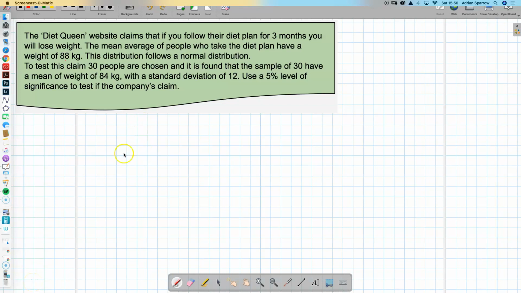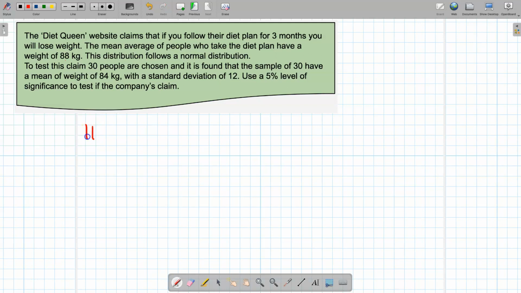We're going to put everything together on our student t-test, right from the start right through to the end. So the first thing we need to do is to find a null hypothesis. If you've watched the previous videos, we know that the null hypothesis is that we stay at 88. So they say that the mean of the population is 88, but if you follow this diet plan, you will lose weight. So they're claiming that after 3 months, we're less than 88.